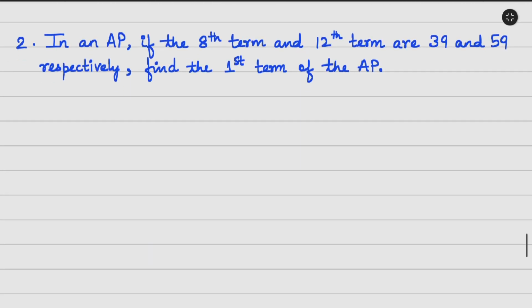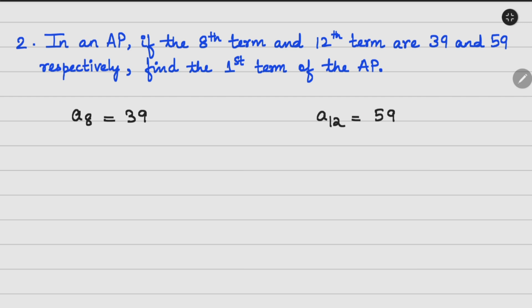In an AP, if the 8th term and the 12th term are 39 and 59 respectively, find the first term of the AP. Well, how do you write or denote the first term? First term is denoted by a, right? So let us rewrite. Now whatever is given, we are given A8, that is the 8th term is 39. We are also given the 12th term is 59.